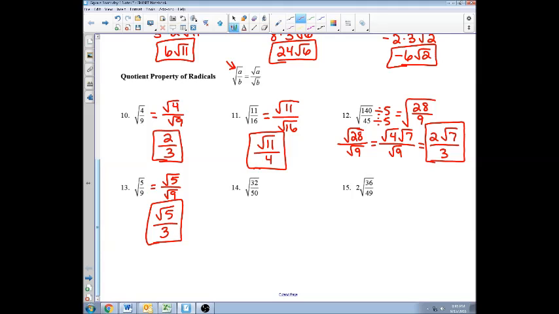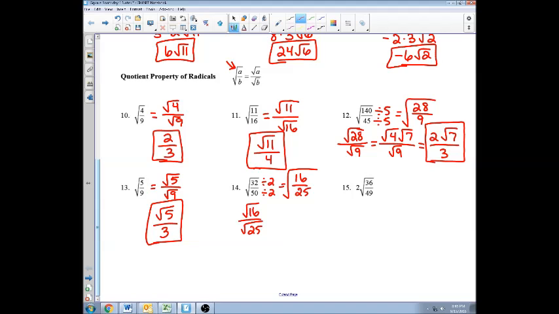On to 14. Again, we want to try and simplify our fraction if possible. Looking at 32 and 50, I could tell you right now for sure that they are both divisible by 2. So if I divide 32 by 2 and 50 by 2, I will end up with 16 over 25, which is still under one square root. From here, I can go ahead and split them into two separate square roots.